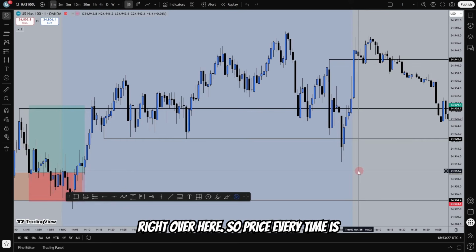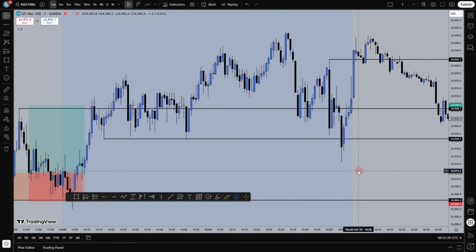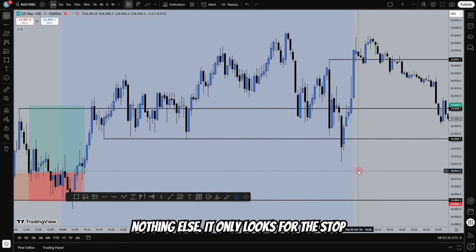So price every time is looking for liquidity in the market, nothing else. It only looks for the stop losses. Where are the stop losses? And stop losses mean liquidity. Liquidity is equal to the stop losses of lots of traders. Okay, it depends on how many stop losses are there.